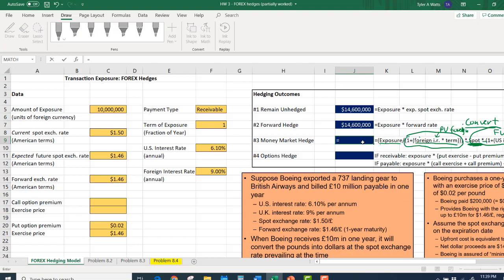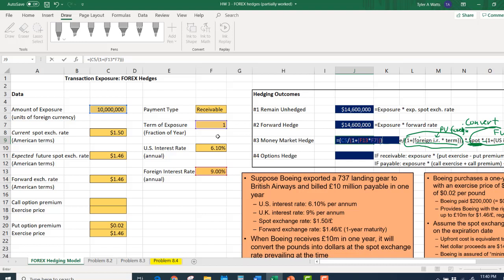Okay, so note the parentheses here. Order of operations is paramount. Exposure divided by parentheses 1 plus parentheses foreign interest rate times the term. And notice I'm using cell references for everything except the one component there. But when possible, use cell references. That way when we change the cell references, Excel updates it automatically. Minimizes our work, maximizes our accuracy.